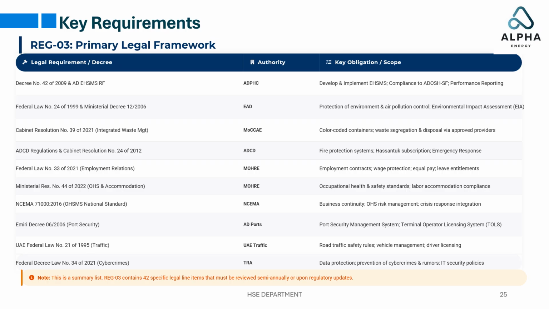This list represents a summary of key regulations, while the Reg 03 register contains a comprehensive list of legal obligations that must be reviewed semi-annually or whenever regulatory updates occur.